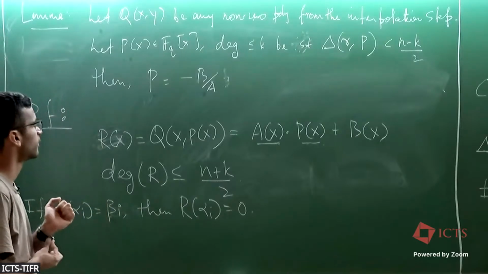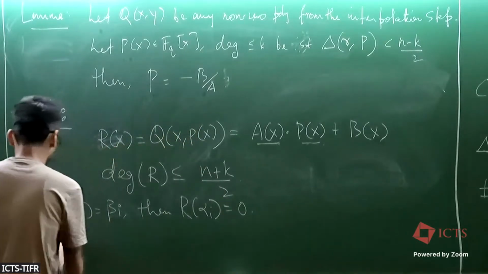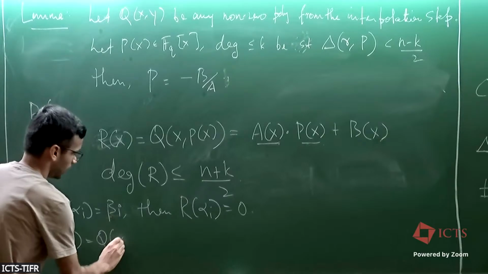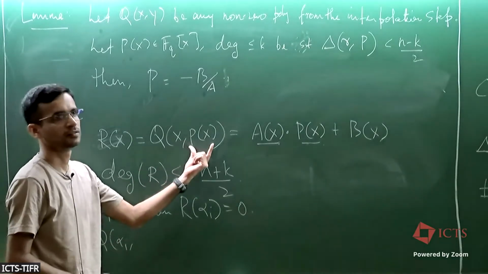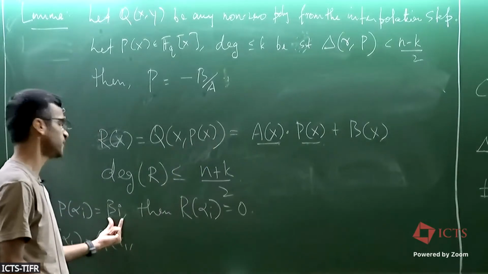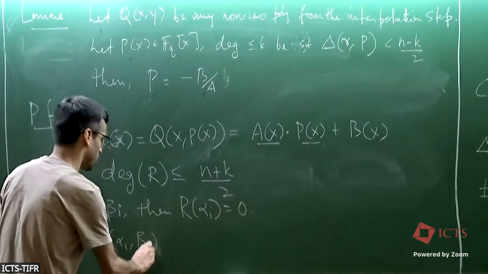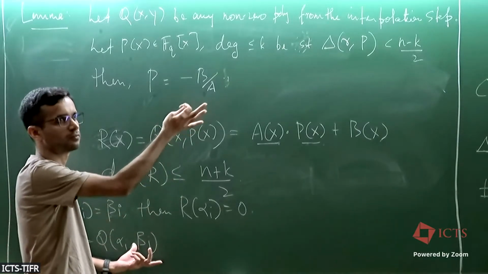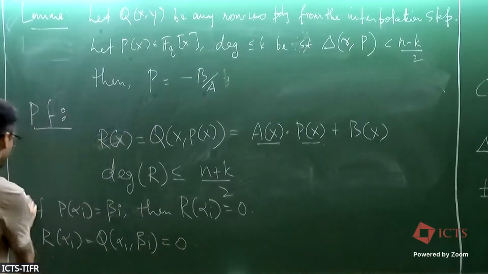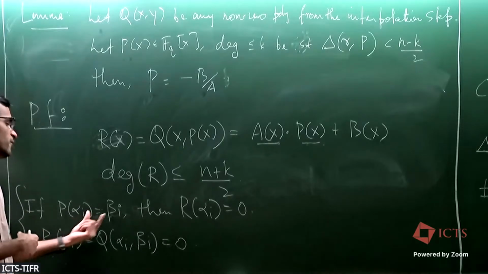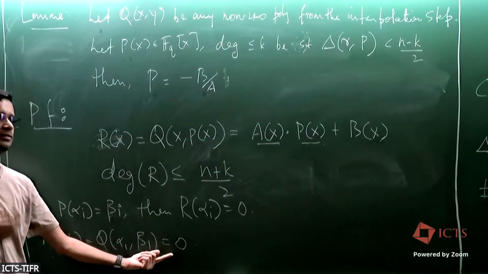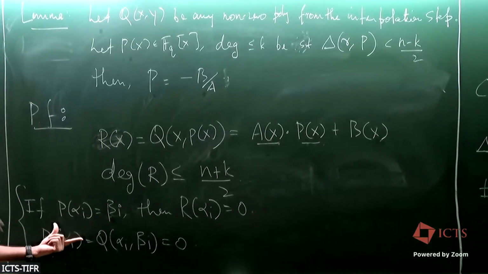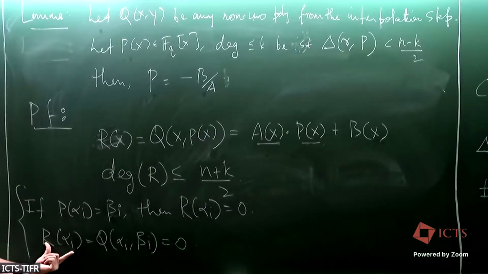So what is R of alpha I? R of alpha I is Q of alpha I comma P of alpha I, but P of alpha I is equal to beta I. So this is equal to Q of alpha I comma beta I. But Q of alpha I comma beta I is 0 because that's how we found Q. It was one of the constraints we imposed on Q. So if P of alpha I is equal to beta I, then R of alpha I is actually 0. Which means that at every point where P agrees with the received word, at every point where there is no error, R of alpha I has a root.